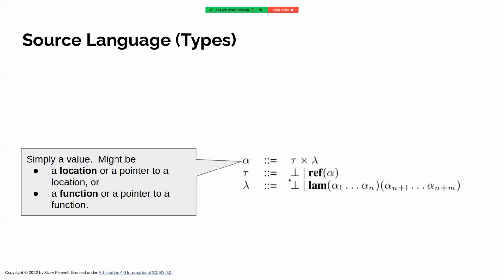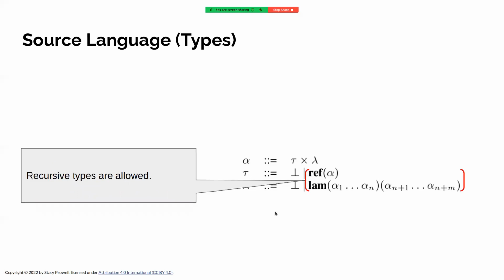Tau is going to be a concrete thing or a reference to something. Lambda is going to be a concrete function, or it's going to be a reference to something. So we're going to catch them that way. Notice that we do have alpha showing up over in these other expressions. Recursive types are absolutely allowed in Steensgaard's world. So alpha could be tau, which has a reference to an alpha, a different alpha, which could also have a reference to it, and so on until eventually you terminate it by choosing the base case, which is bottom for each one of these, and terminating the recursion.